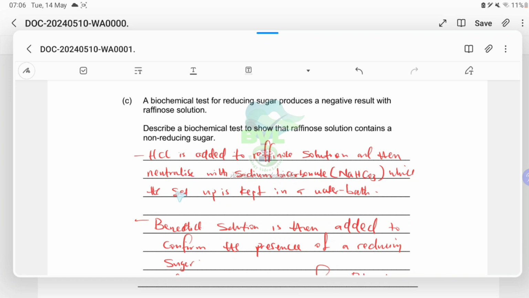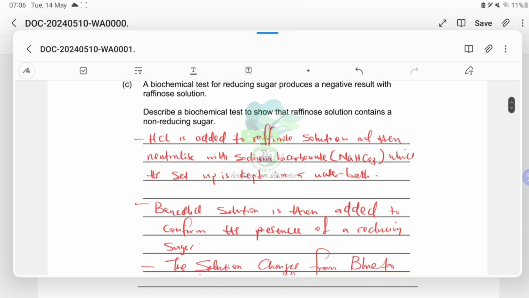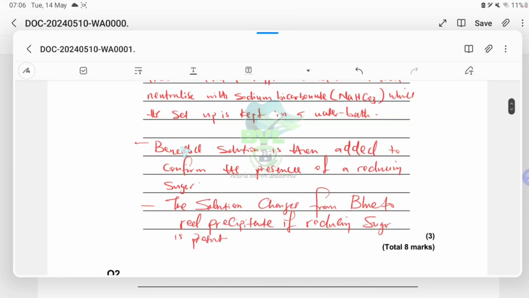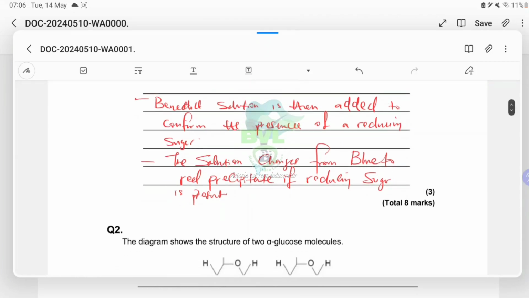Then remember that all of this should be kept in a water bath to create the right temperature. Then Benedict's solution, which is what you use for reducing sugar, is added to confirm the presence of reducing sugar. The solution should change from blue, because Benedict's is blue, to a red precipitate if reducing sugar is present. Now bear in mind that if it changes to green, you're correct. If it changes to orange, you're correct. If it changes to yellow, you're correct.